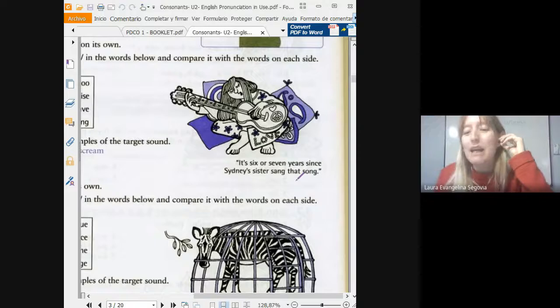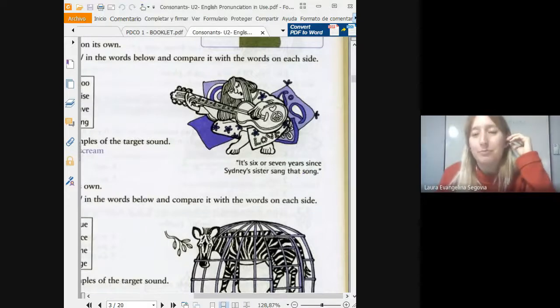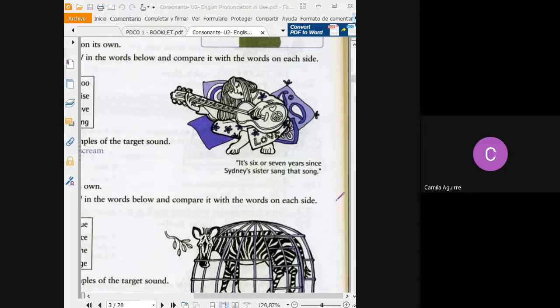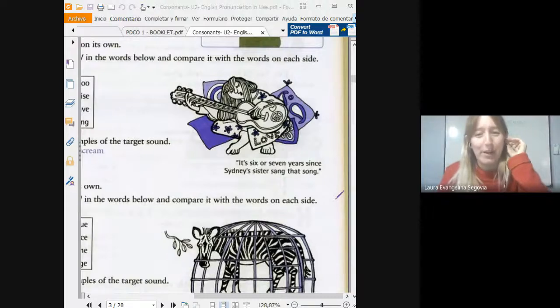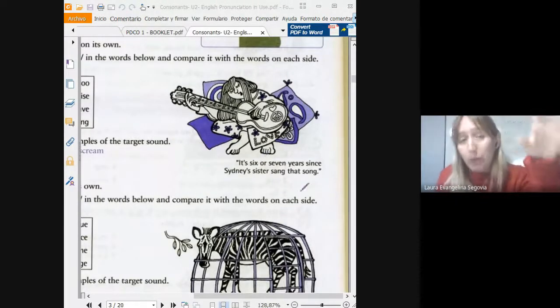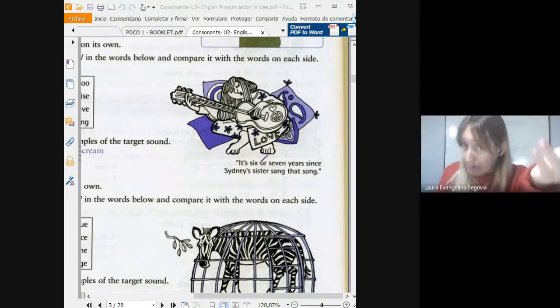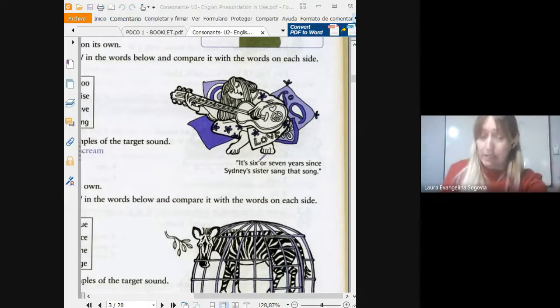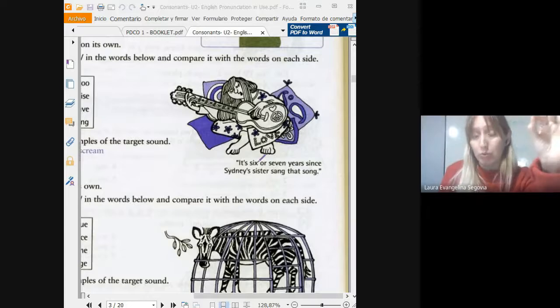Okay. Camila, it's your turn. It's 6 or 7 years since Sydney's sister sang that song. Faster. It's 6 or 7 years since Sydney's sister sang that song. Very good. Perfect.